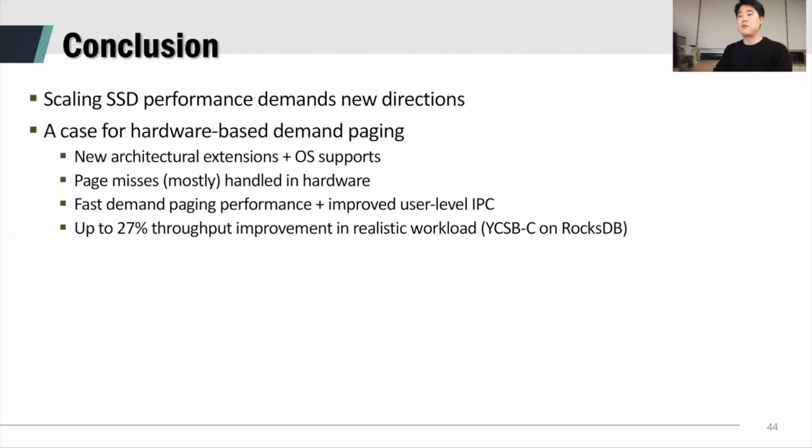Scaling SSD performance demands new directions because of relatively increased overhead in software. We extend the conventional CPU architecture to support demand paging mostly in hardware. Proper OS support also accompanies it to utilize the proposed hardware efficiently. Our scheme successfully detaches OS involvement mostly from demand paging. This results in increased demand paging performance as well as improved user-level IPC. Our performance evaluation demonstrates the proposed scheme improves the throughput of realistic workloads by up to 27%.